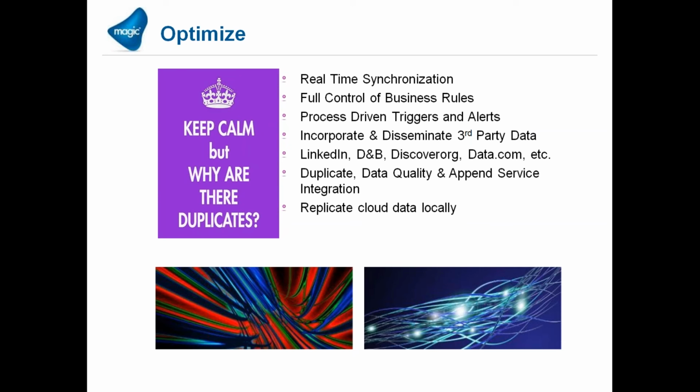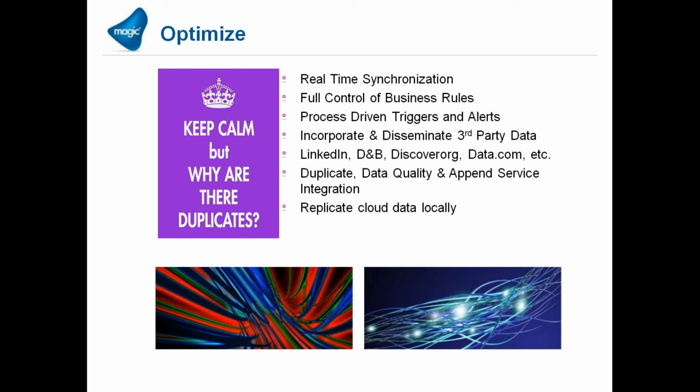It also helps with the optimization of those business processes. You get real-time synchronization instead of manual processes that follow at who knows when, or old batch job ETL-based type solutions. You get better control of your business rules. You have process-driven triggers and alerts that keep everything working together across multiple enterprise systems. This also allows you to incorporate and disseminate third-party data, which might be information from LinkedIn or D&B or Jigsaw, Data.com, etc. You also have the opportunity to optimize processes by improving the quality of the data, removing duplicates, and appending information to records, such as an email address that might be missing, or a phone number, or something of that nature.